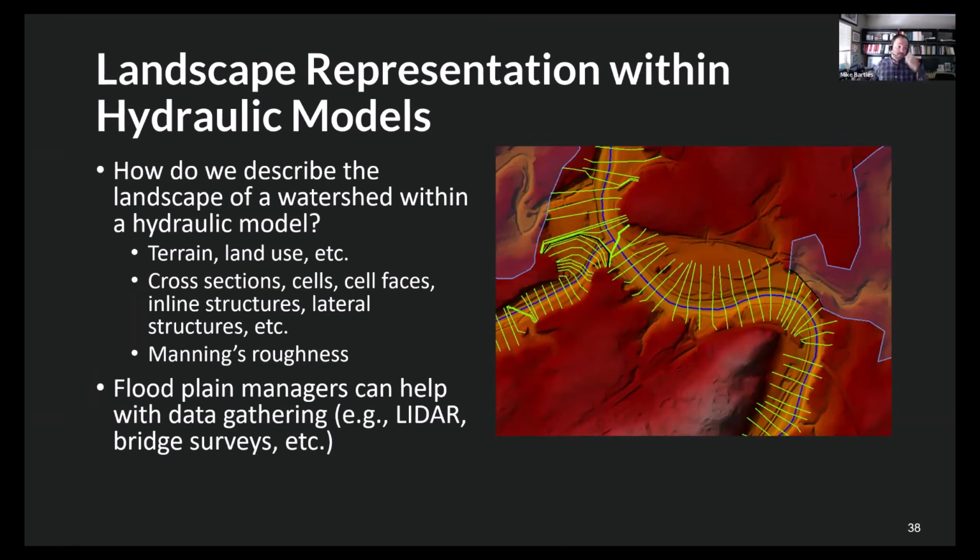I mentioned this earlier, but there's a lot of similarities between what we do in hydraulic modeling and hydrologic modeling. We use a lot of similar data, right? So again, floodplain managers can really help with data gathering as well. But we need more stuff in a hydraulic modeling effort than we do in a hydrologic modeling effort. And usually it's much finer resolution data that gets the biggest bang for the buck.